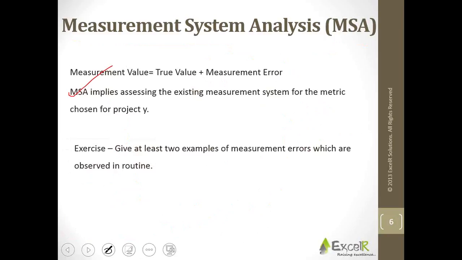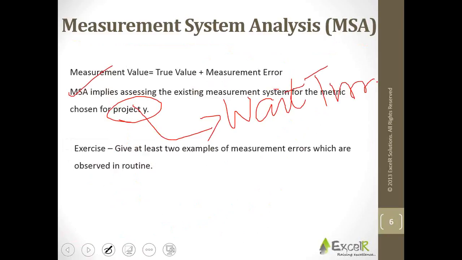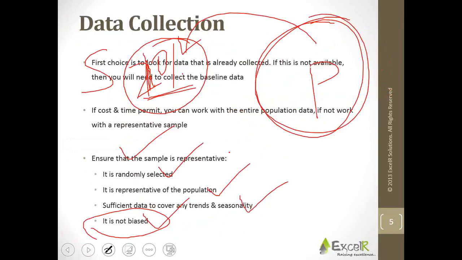All right. So MSA, measurement system analysis, implies assessing the existing measurement system for whatever metric you have chosen for project Y. What metrics can we choose for project Y? There are many metrics. For example, if customers are complaining that there is a lot of wait time in this particular bank, that we had to wait in queue for long, then project Y will be wait time. Metric will be wait time. So MSA assesses the measurement system for this metric. How are you measuring this wait time? That measurement system is assessed using MSA, measurement system analysis.